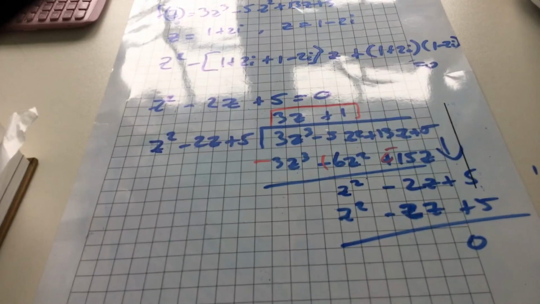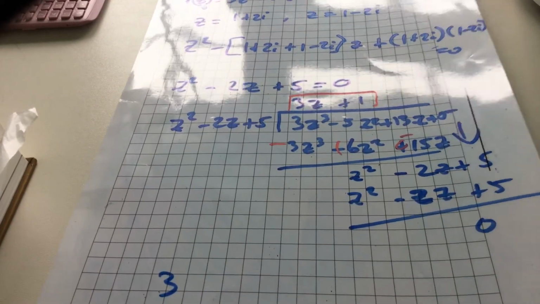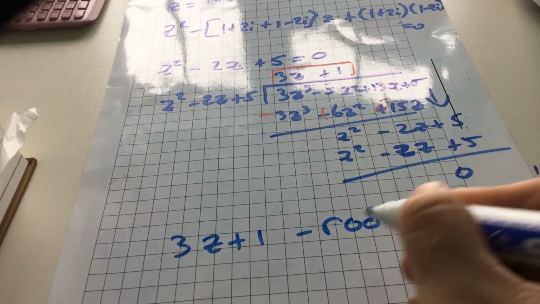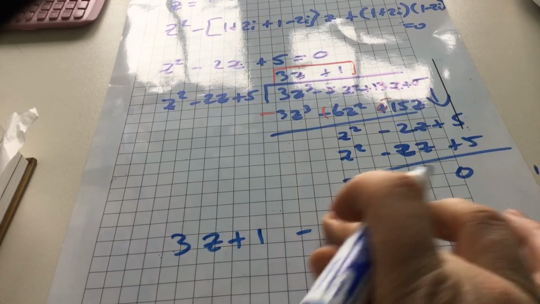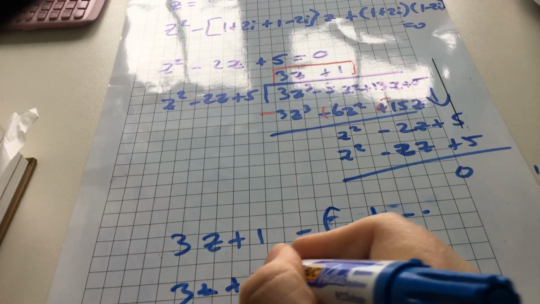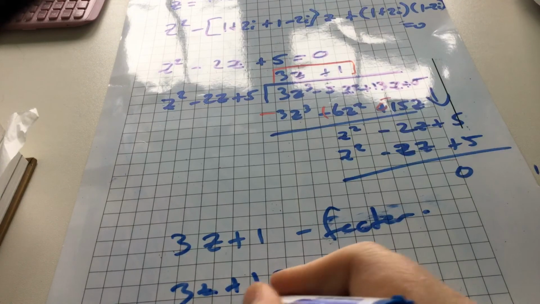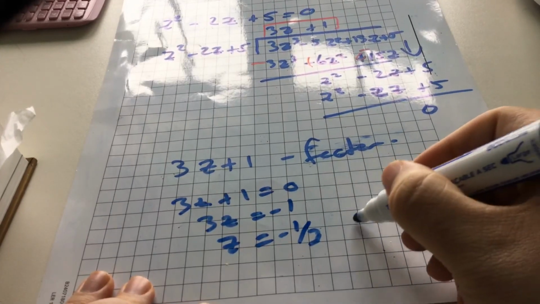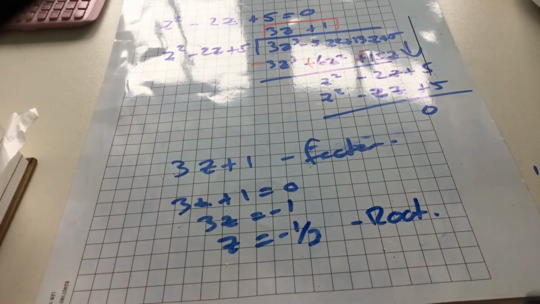Okay, now if we're asked for the other root, 3z plus 1 is a factor. That means 3z plus 1 equals 0. 3z equals minus 1, z is minus 1/3, which is the other root. Okay, so I'm going to post a few questions for you to do underneath after you've watched that video.